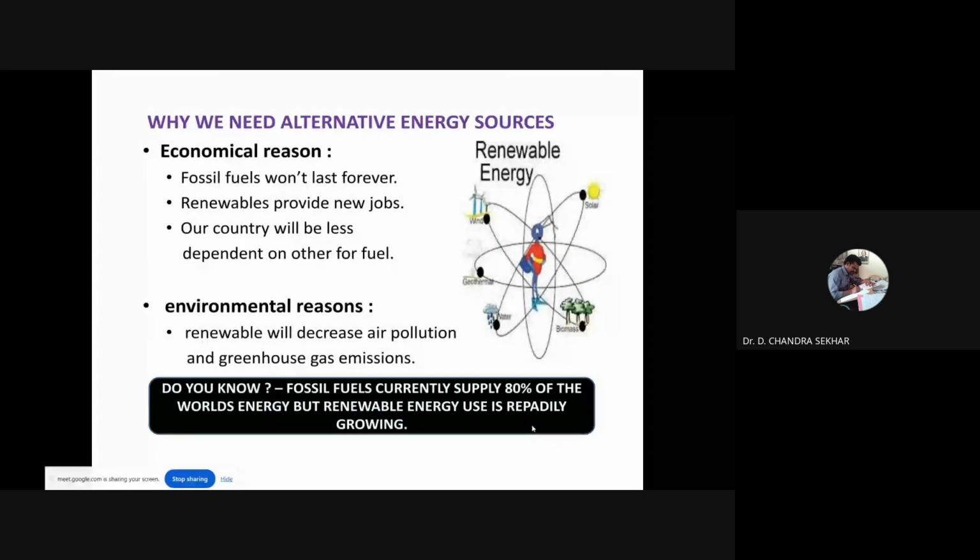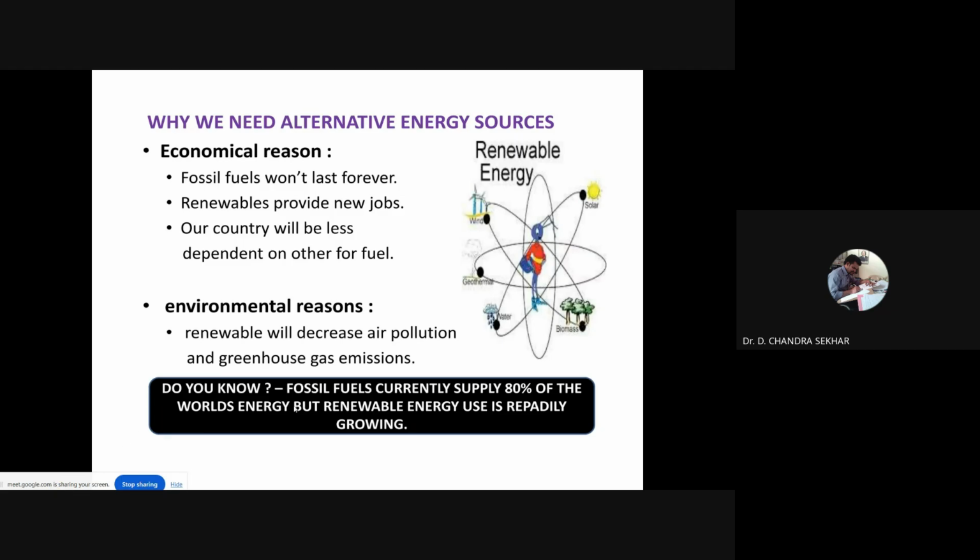So why do we need alternative energy sources? The important thing is the economic reason, because fuel cost is increasing, and renewable energy provides new job opportunities also, and our country will be less dependent on others for fuel. We know naturally what happens with Iran and Iraq when American people depend on them for fuels. Everyone knows we completely depend on the Arabic countries for fuel.